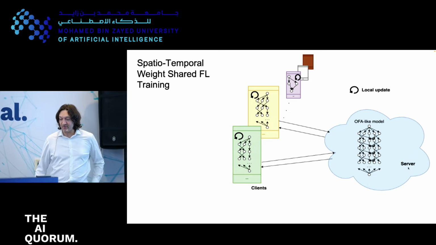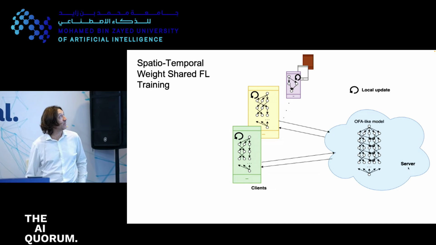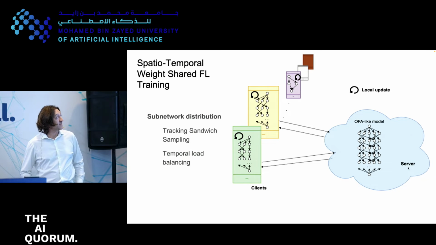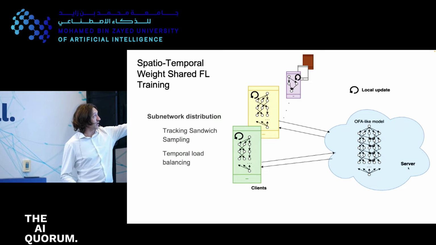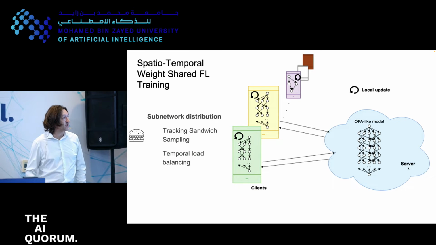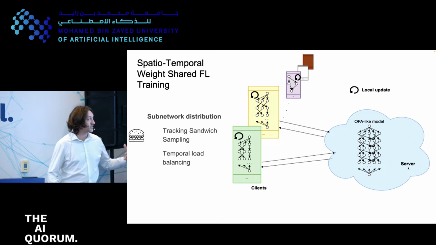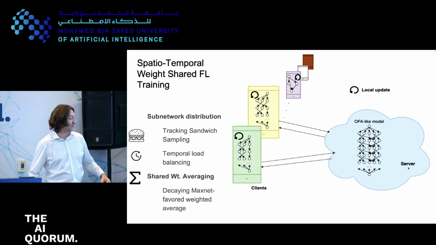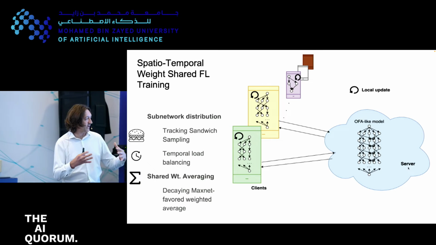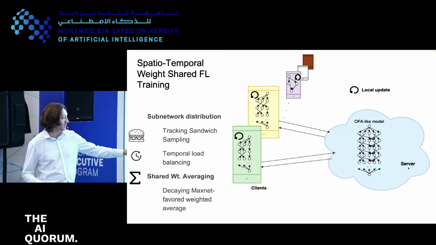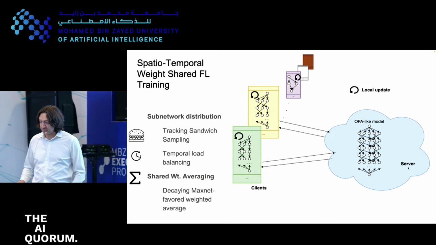And so to summarize, the spatiotemporal weight shared FL training consists of these 3 components. The first one is the subnetwork distribution, which includes tracking sandwich sampling, and it includes the temporal load balancing. And the second part of this is what you do at aggregation time, which includes the decaying maximum network favored weight shared average.